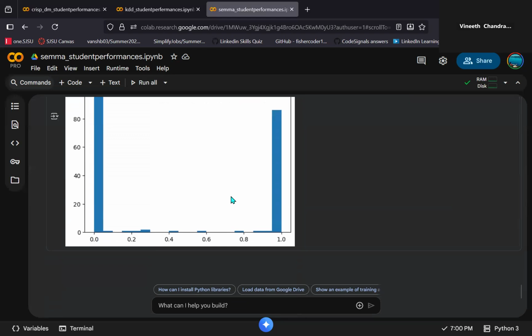So what I learned today: completing a test prep course is the strongest driver of high performance. Lunch type, a proxy for income, correlates closely with achievement. Parent education has a measurable positive influence, and interestingly, gender differences are minimal. To wrap up, the SEMMA process provided a clear, repeatable workflow from sampling and exploration all the way to assessment and insight. In the end, I didn't just build a model, I built understanding. Thank you so much for watching.